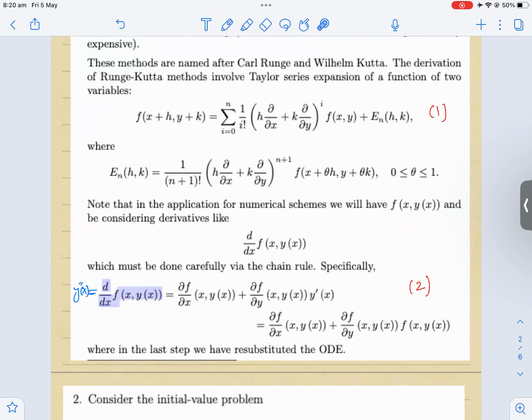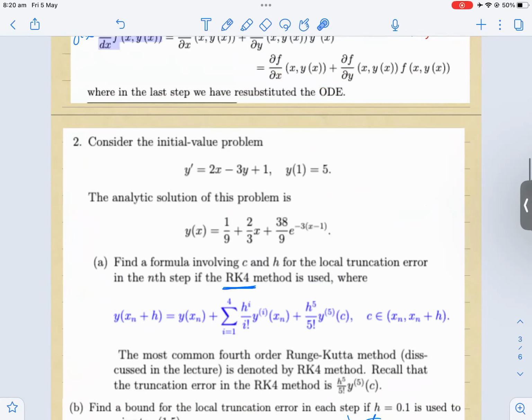So solve this. Question 2, like last week's question: y prime equals 2x minus 3y plus 1, with the initial value y of 1 given here. The analytic solution is given to us. Nevertheless, we could obtain it by SageMath.